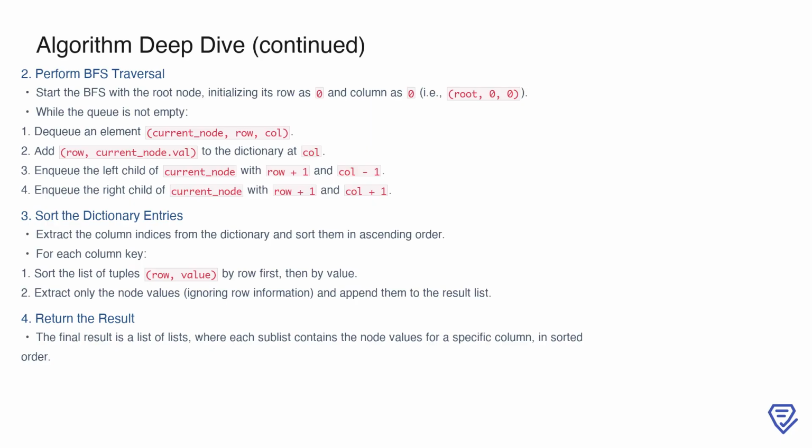Once the traversal is complete, we move on to sorting the dictionary entries. First, we arrange the column indices in ascending order. Then, for each column, we sort the list of tuples by row first to maintain vertical order. If two nodes have the same row, we sort them by their values to maintain deterministic ordering. Finally, we extract only the node values from these sorted lists and compile them into the final result, which is a list of lists representing the vertical order traversal.